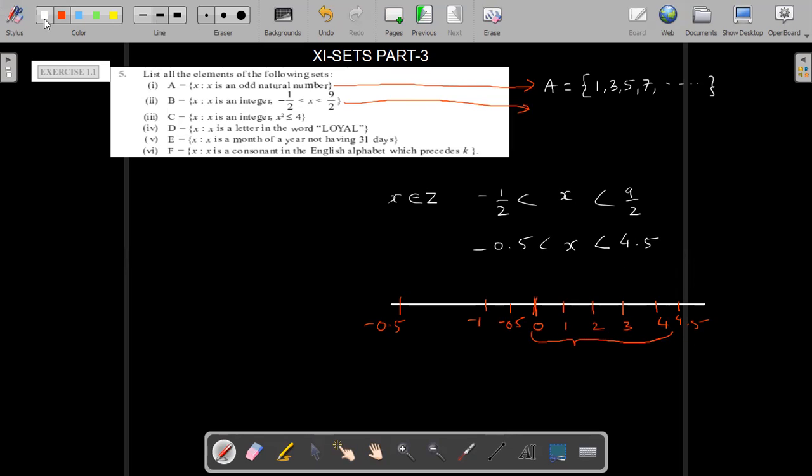So the answer will be, the set is denoted by B here in the question. So this will be the set of integers 0, 1, 2, 3, and 4. Okay.